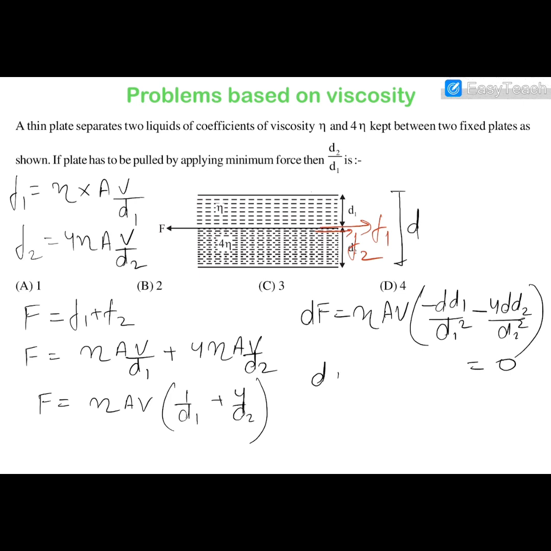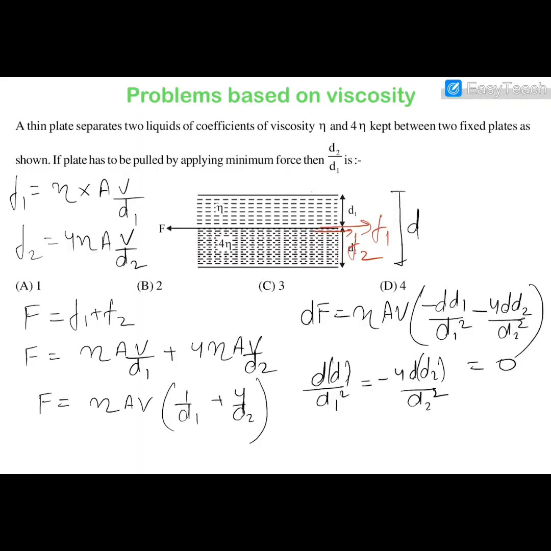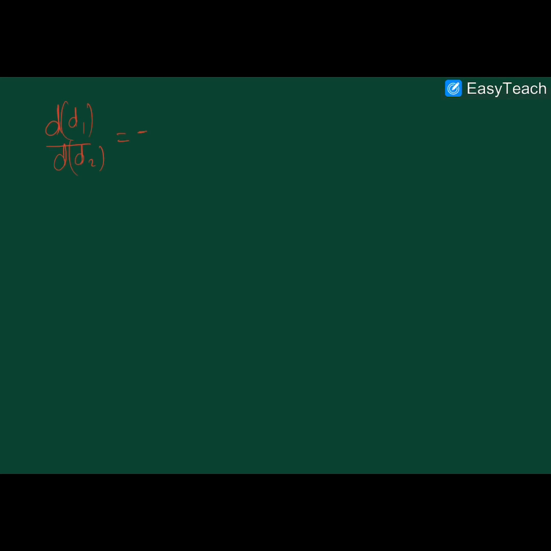So we can say that d1 by d1 square is equal to minus of 4 d2 by d2 square. This is the first equation. And if we find out the value of d1 upon d2, this will be equal to minus of 4 d1 square by d2 square.